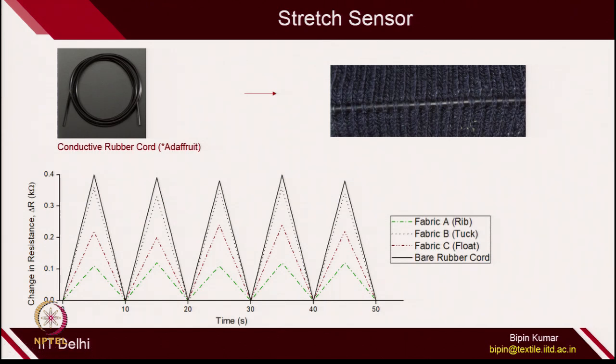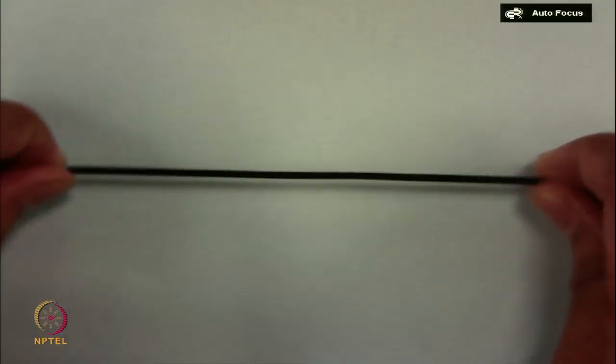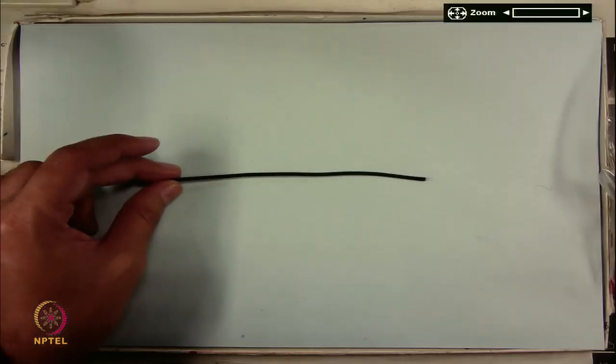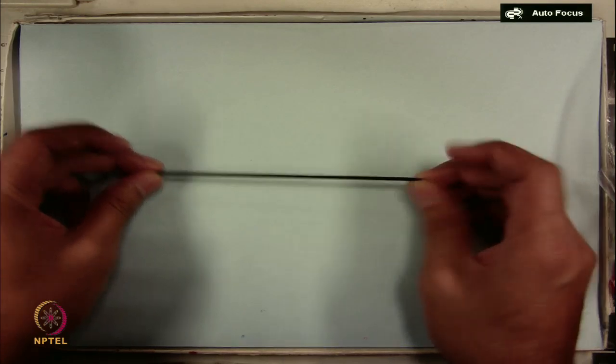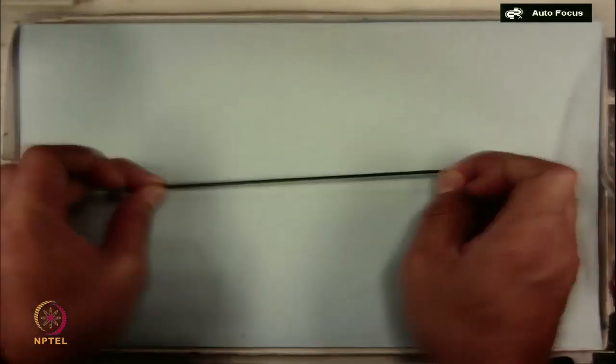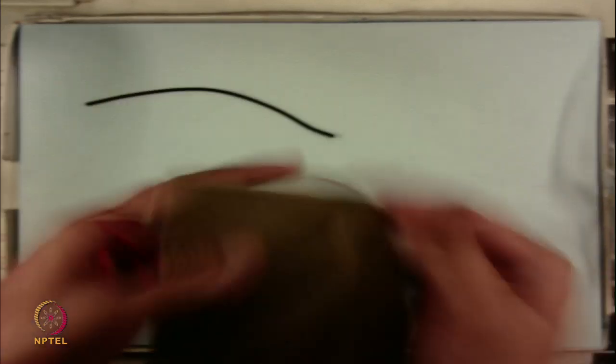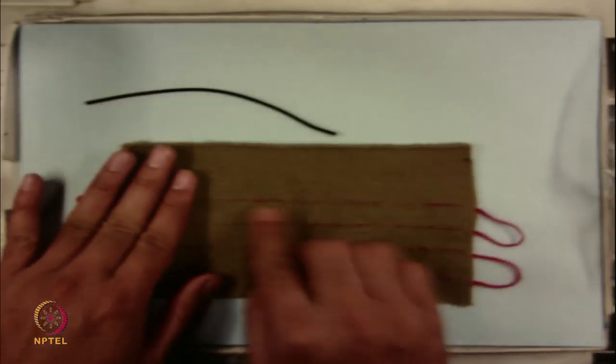So, I have those stretch sensors with me. This is a simple stretch sensor. If you stretch it, the resistance of these sensors will change. So, depending on that you can find out how much stretch is happening. This is a rubber cord stretch sensor. Once these sensors are there, you can integrate them inside the fabric structure, which is just shown here.